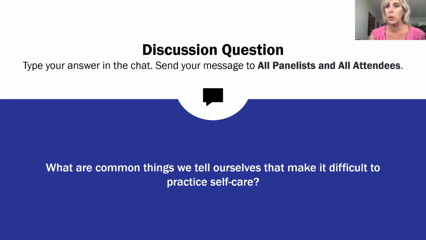So now that we all know where we are and we're trying to figure out what needs to change for ourselves, what are some common things that we tell ourselves? As soon as we figure out what needs to change, what do we tell ourselves about why we can't do that? What are some common things that make it difficult? And you're going to use the chat function for this to actually implement something that would make us feel better. Go ahead and type it in.